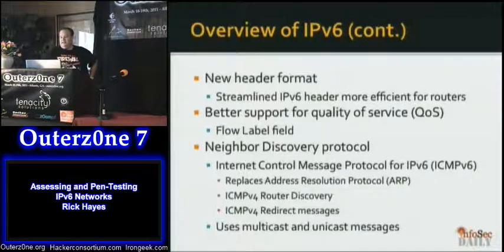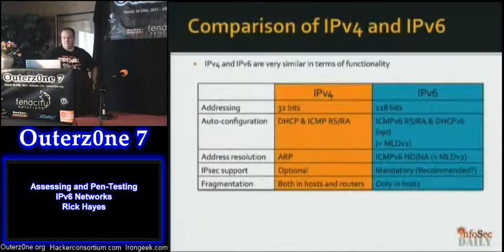One of the significant changes that came out of that was obviously the new header format, and we're going to take a look at that in a second. The quality of service, and then they added something called Neighbor Discovery Protocol, which is essentially ICMP version 6, but it replaces ARP. So the notion of doing ARP poisoning is gone. Now, we also have router discovery messages and redirect messages and some other multicast and unicast messages, which become fairly important as we start looking at an IPv6 infrastructure.